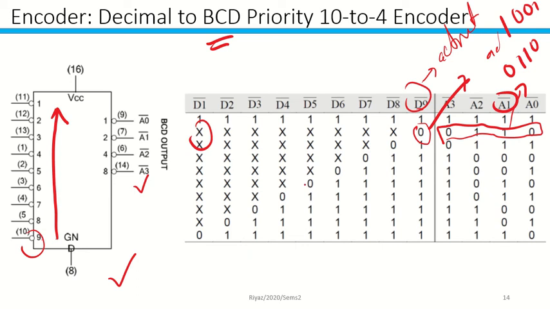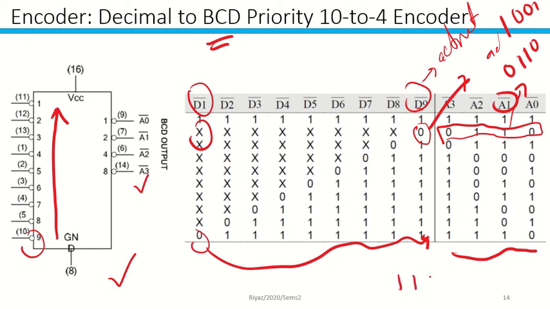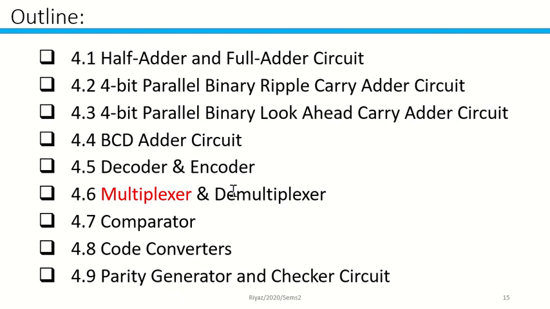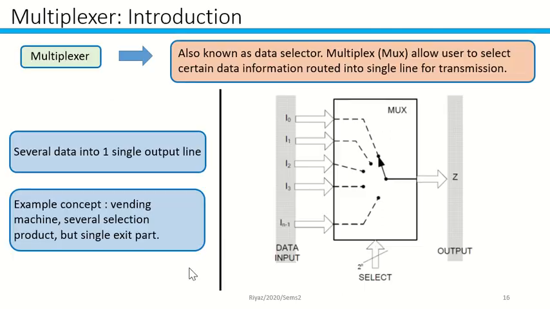Okay, so let's say we go for the number 1. Because number 1 is over here, this will be activated. When this is activated, this particular code will be activated, which is 1110. And because this is a bar, the reverse, it becomes 0001 as your result.